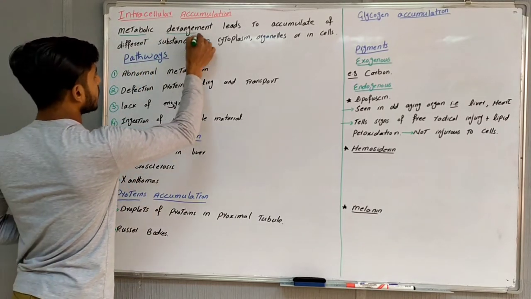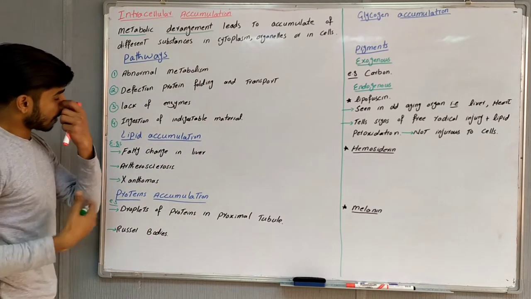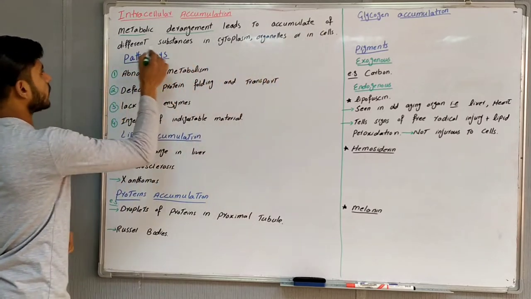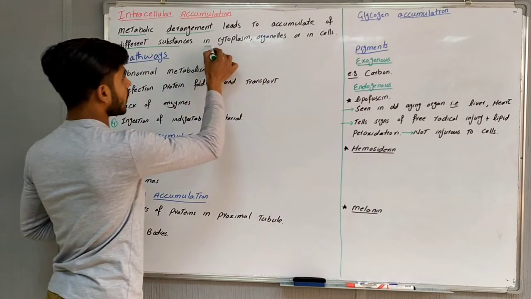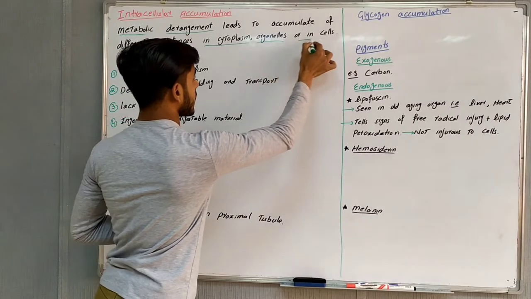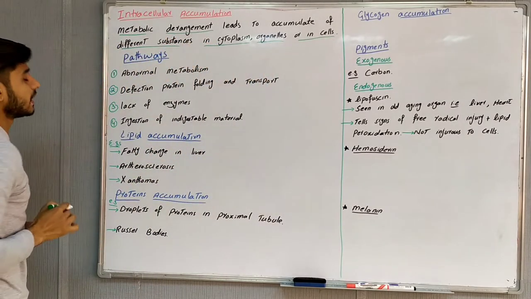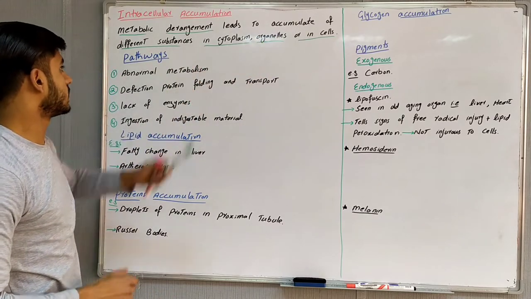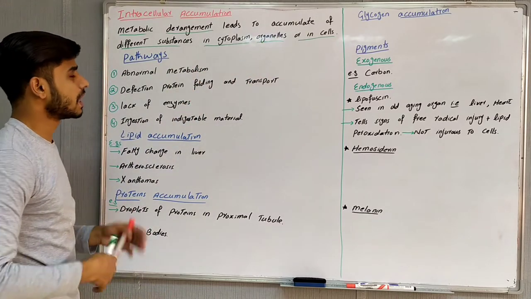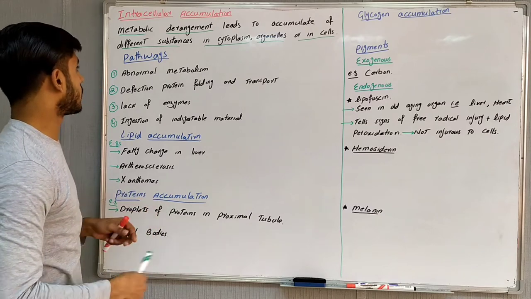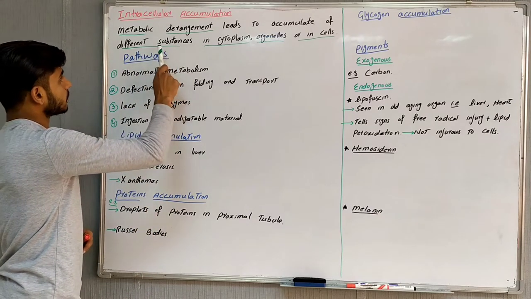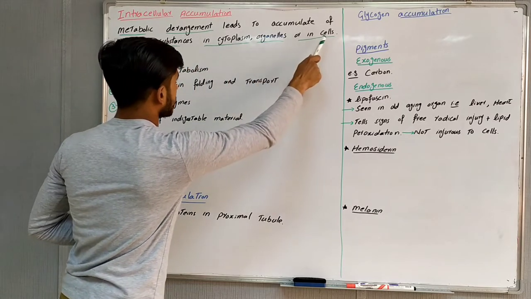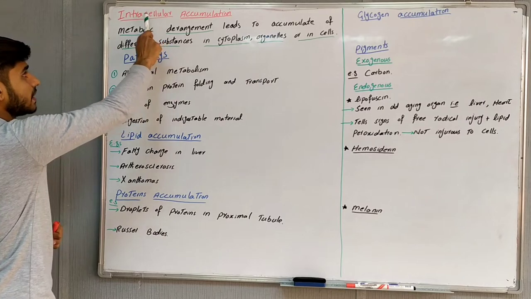Metabolic derangement, meaning metabolic imbalance or metabolic abnormality in the cell, leads to accumulation of different substances in the cytoplasm and organelles inside the cell. That's important. This means that the accumulation is inside the cell. These are intracellular accumulations, the accumulation of different substances. These substances may be proteins, lipids, pigments, or glycogen.